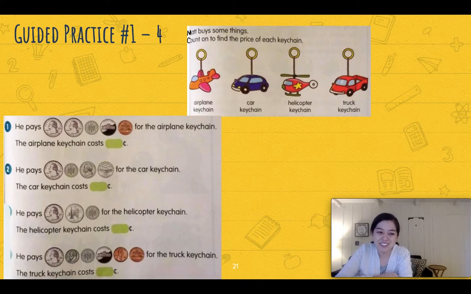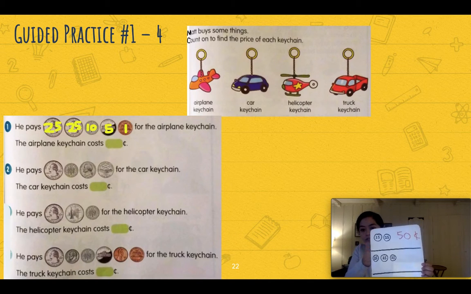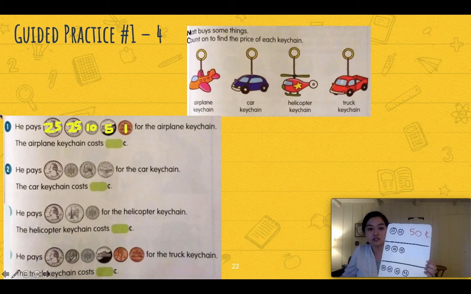All right, let's try number 1. He pays with these coins for the airplane keychain. The airplane keychain costs, well, let's see. I see quarters, a dime, a nickel, and a penny. So these are the values here. So let's count by 25. Ooh, 2 25s. You remember how to count by that? Well, let's look at our handy dandy notes over here. 2 25s or 2 quarters is 50 cents. So here I have 50 cents. Let's add 10. 50, 60, 65, 66. So the airplane keychain costs 66 cents.